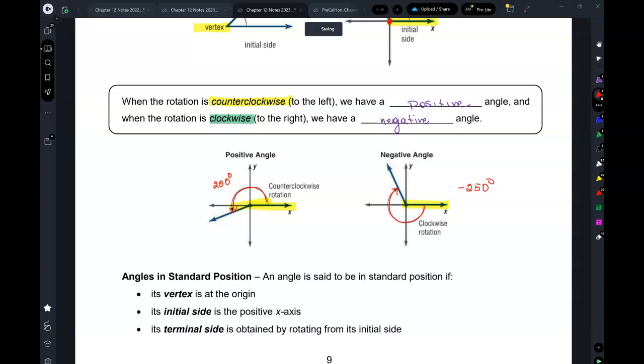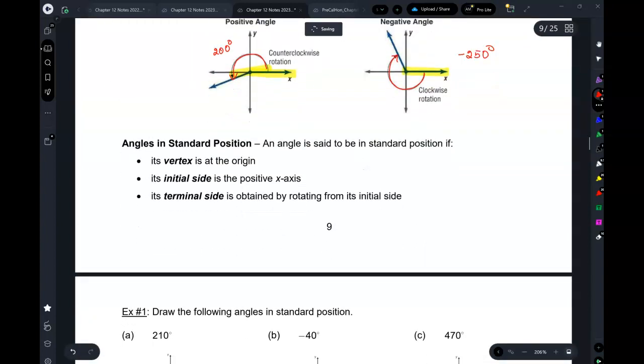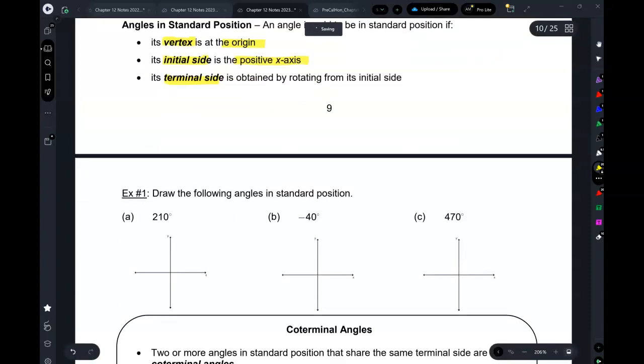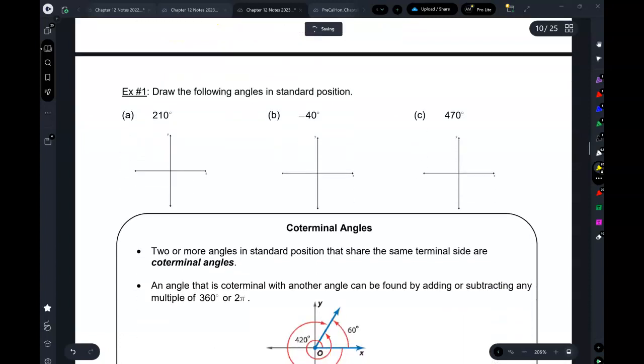All right. So, okay, so here's a summary of angles in standard position. Vertex at the origin, initial side is the positive x-axis, and then the terminal side you obtain by rotating it. Okay, so let's draw some angles in standard position. All right.